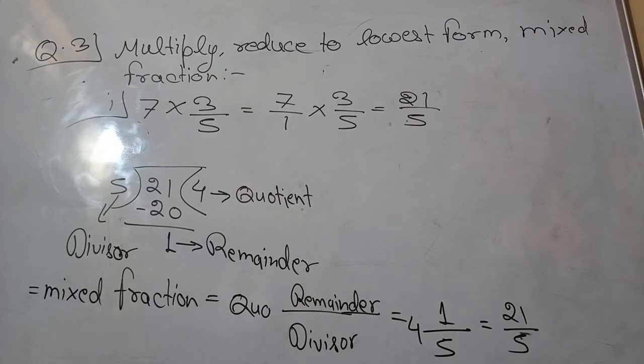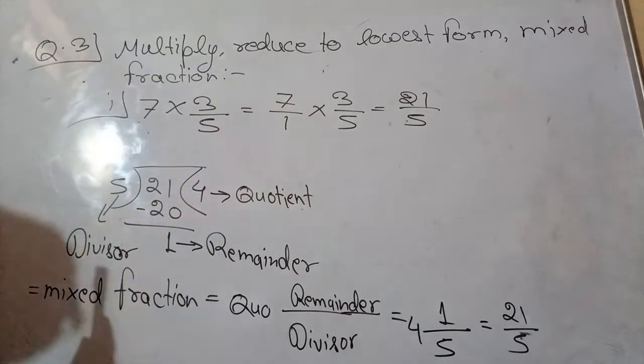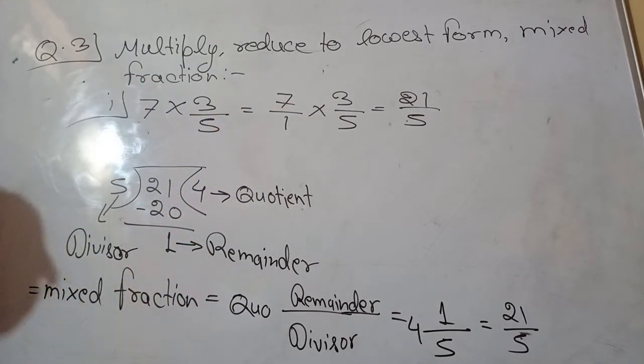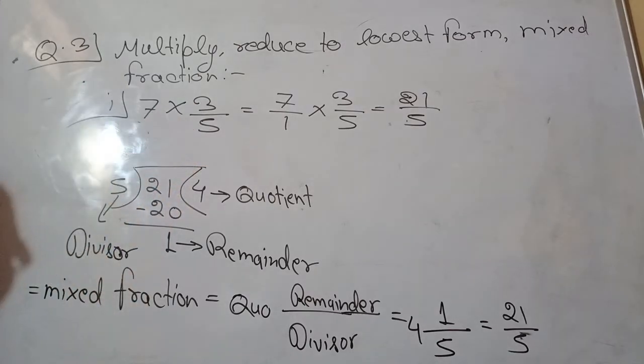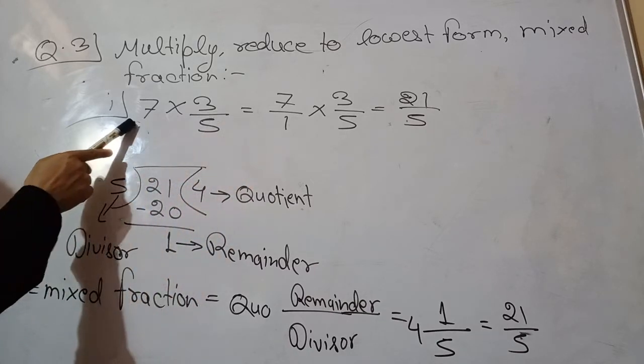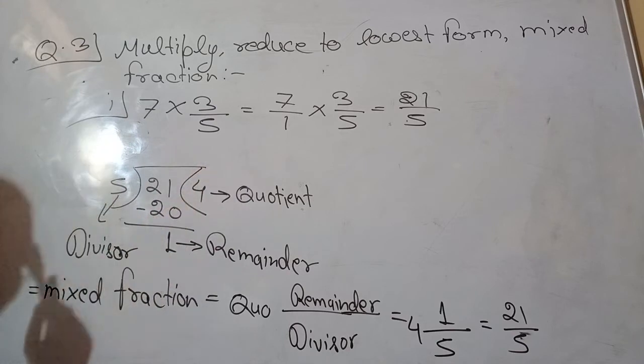Now see what is given in question number 2. We have to multiply the given fractions, then reduce to the lowest form, then convert into a mixed fraction. So the first question is 7 multiplied by 3 by 5. I have told you that in a fraction, if there is no denominator given, we can place 1 in the denominator. So 7 is all alone, so we can place 1 in the denominator.